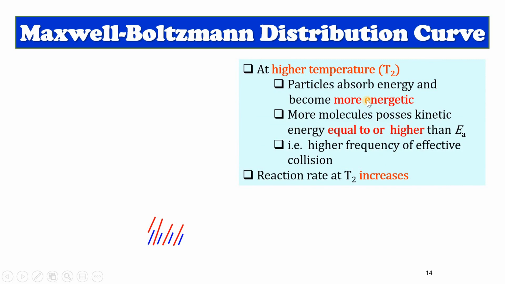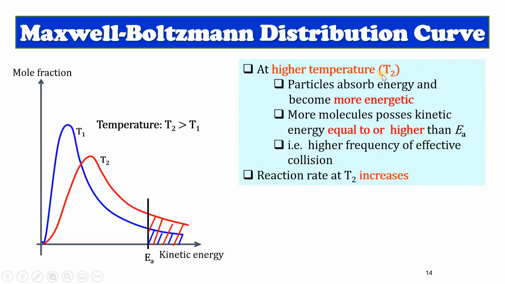At the high temperature, T2, particles absorb energy and become more energetic. More molecules possess kinetic energy equal to or higher than EA. And then finally, higher frequency of effective collision, so the reaction rate at T2 will increase.